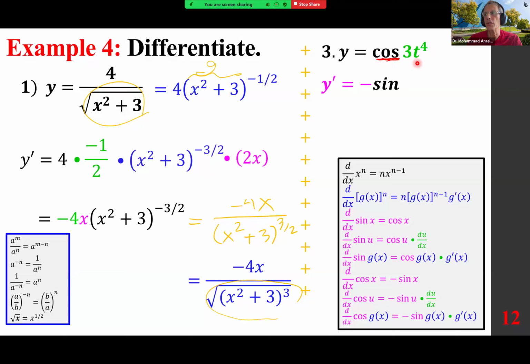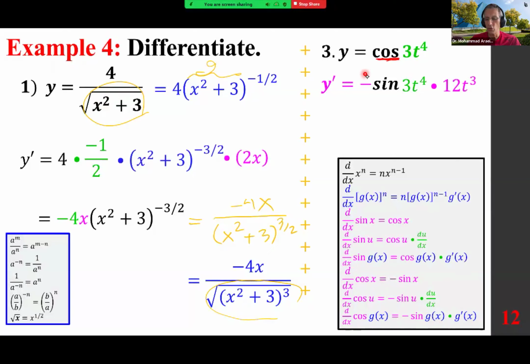Every sinusoidal function requires an argument. This is the argument, so this requires the same argument by the chain rule times the derivative of this piece, which is 12t cubed. I even put this formula for you, d dx of cosine of g of x. First, the cosine x is minus sine x. If it's cosine of g of x, it is minus sine of g of x. And then by the chain rule times g prime of x. This is by the chain rule.